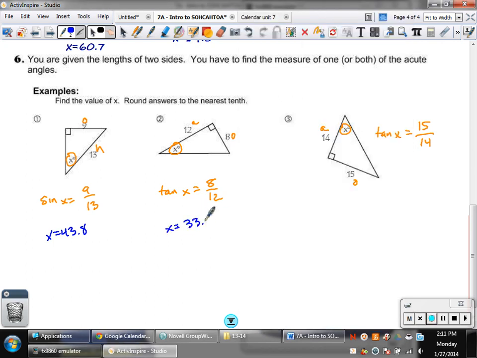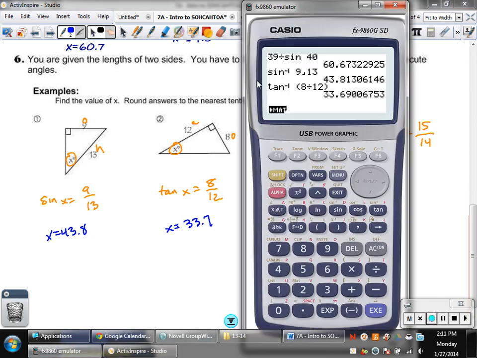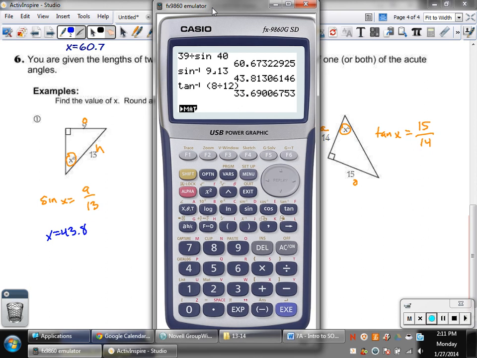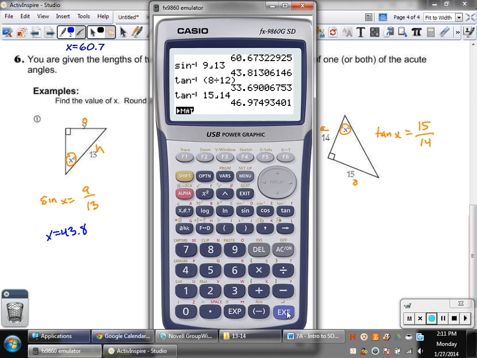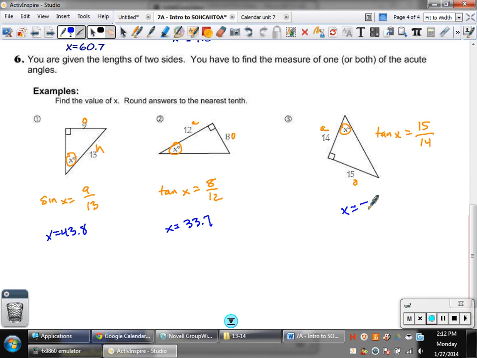And then the last one, tangent is the only ratio that can be greater than 1, because the other two ratios have the hypotenuse on the bottom, and neither leg can be bigger than the hypotenuse. A little bit of trivia there for you. You're welcome. 15 over 14, and that's 46.9. To round that to the tenth, it's technically 47.0.